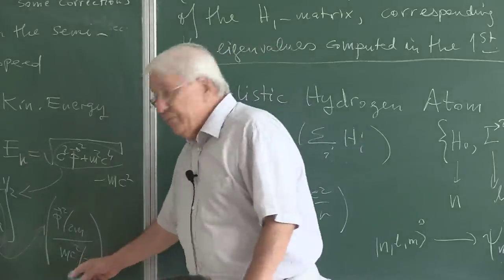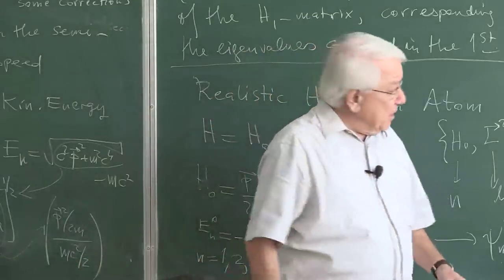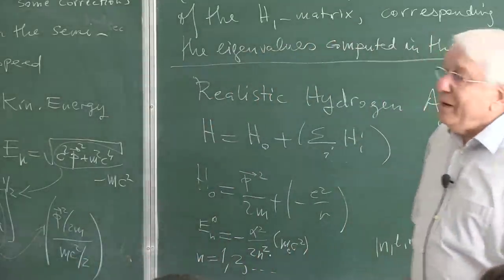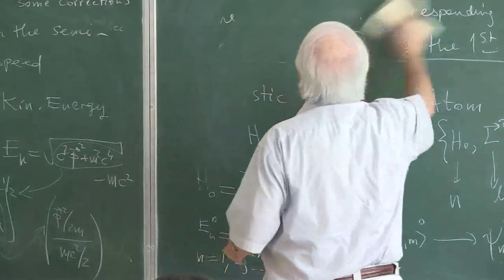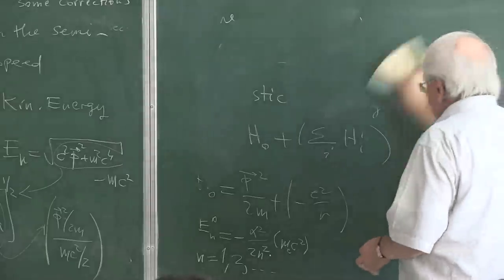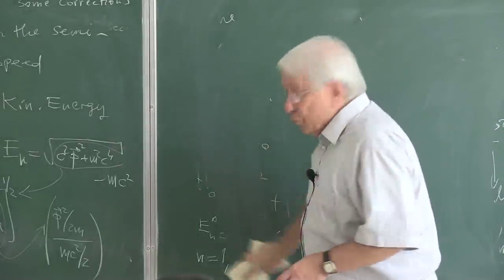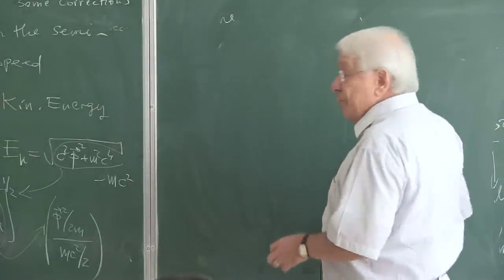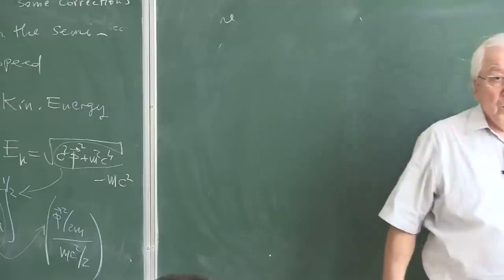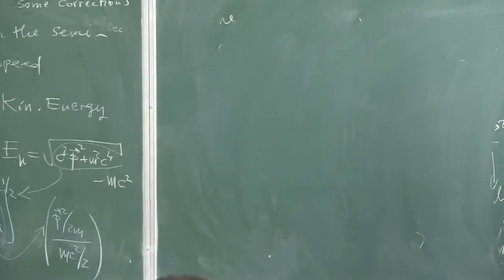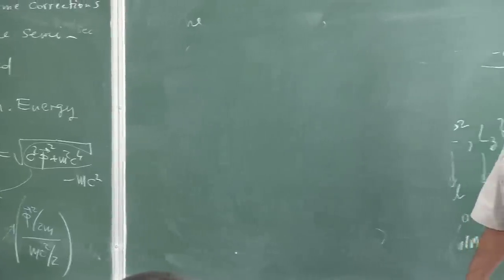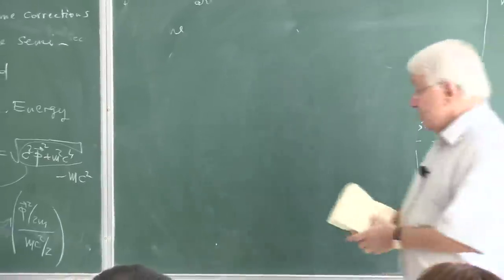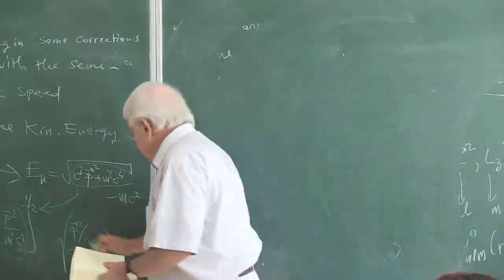What is the order of this? Well, the rest mass energy of the electron is 500,000 electron volts, and half of it is about 250,000 electron volts. So you're really considering the ratio of 10 divided by 250,000, which is 1 over 25,000. So it is 10 to the minus 5. So this is of the order of 10 to the minus 5 to the minus 4.